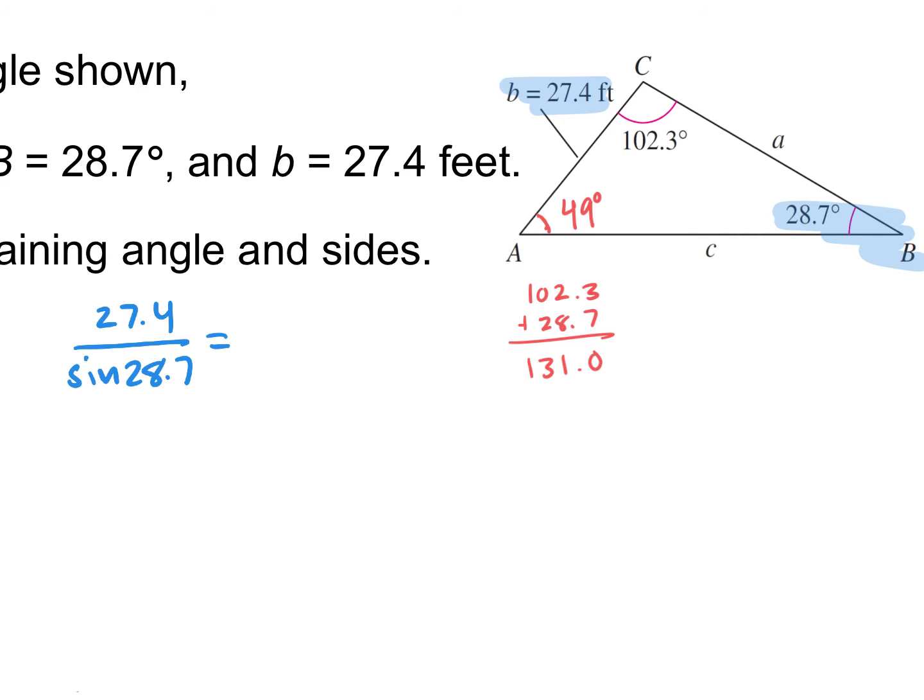And then that's equal to, I can either find A or C. Which one do you guys want to find first? Sure, let's find C. If I'm finding side C, I have to use angle C. So C over sine of 102.3. Solve this however you would for C.